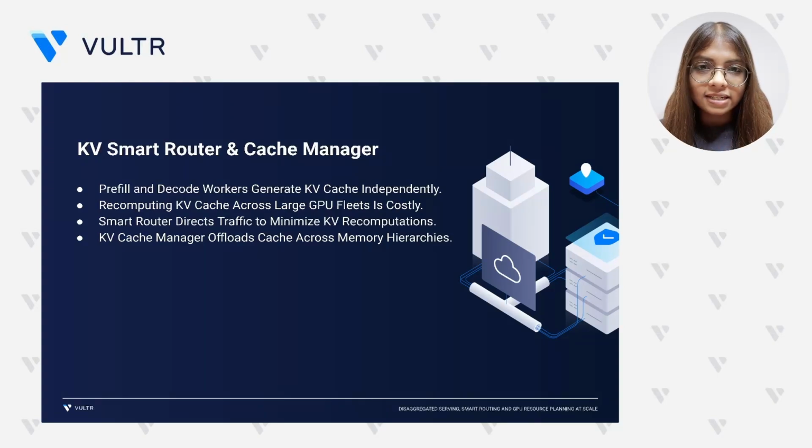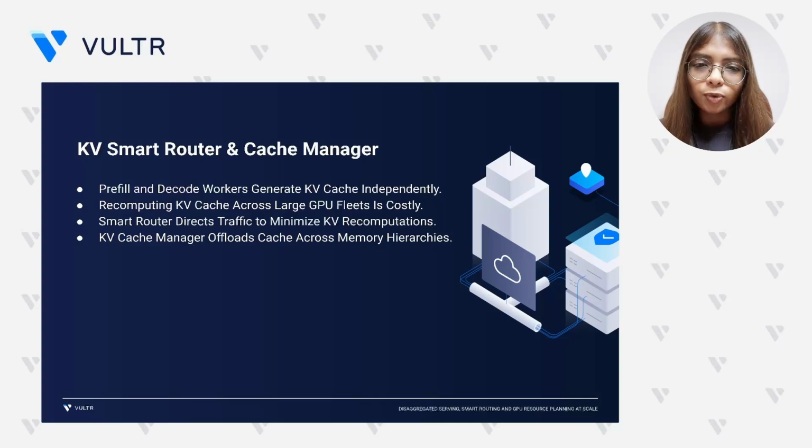In a disaggregated setup, every prefill worker generates KV cache for the prompts it processes. When a new request arrives that shares context with a previously processed prompt, and if that request is routed to a different worker, then the KV cache has to be recomputed from scratch. At scale, across large GPU fleets handling thousands of concurrent requests, this recomputation becomes extremely expensive in both time and compute. The smart router solves this directly by maintaining a global awareness of which KV cache blocks exist on which worker across the entire fleet.